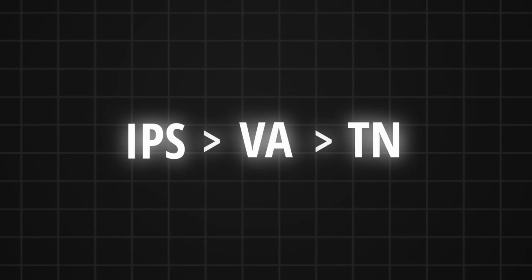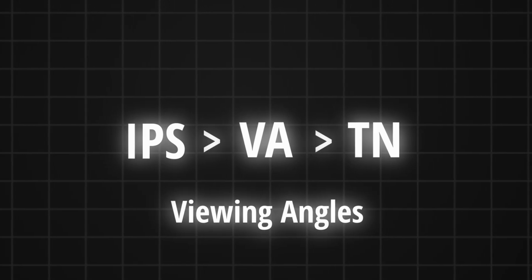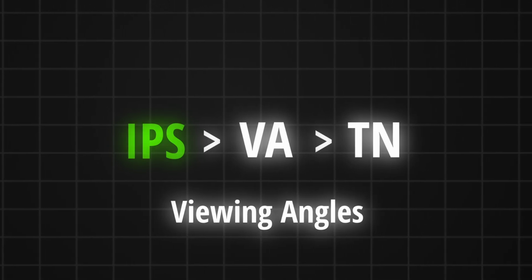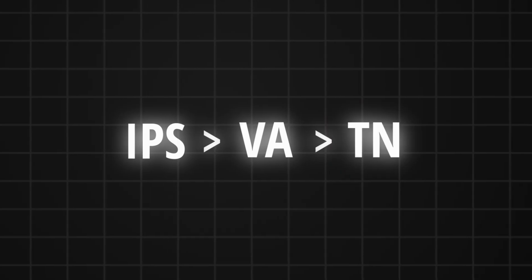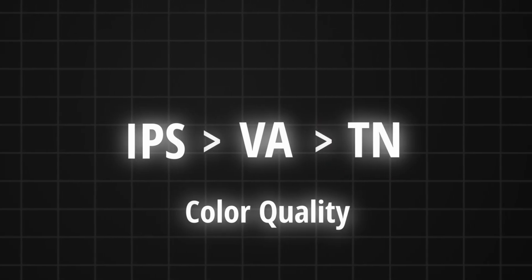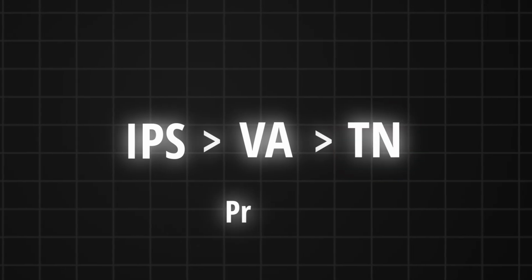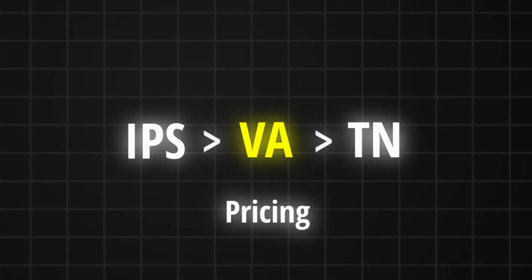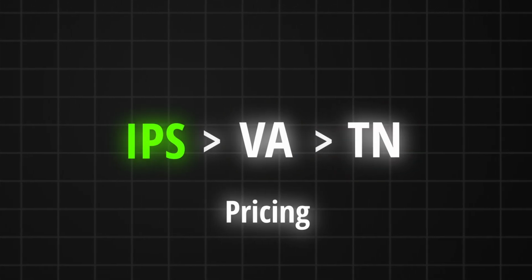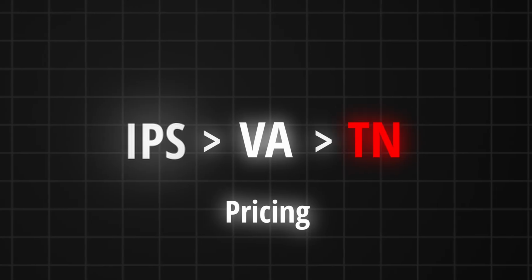You can think of this panel type as the middle ground between IPS and TN. In terms of viewing angles, VA panels aren't as good as IPS, but definitely better than TN. Same for color quality. Not quite IPS level, but far better than what TN panels offer. Pricing also falls in the middle. Generally more affordable than IPS, but more expensive than TN.